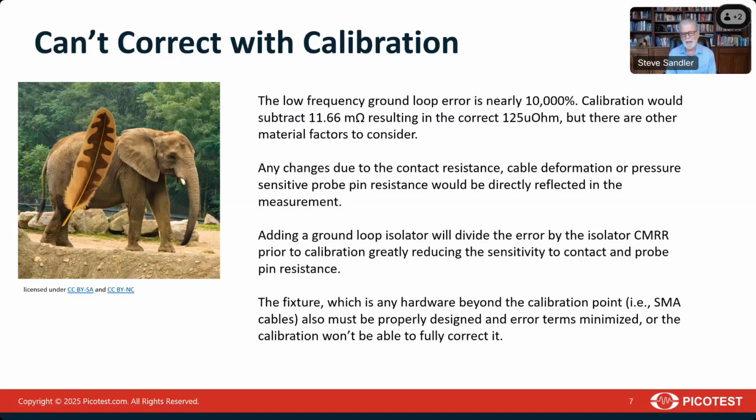I got this analogy from a paper I was mentoring. I think it was 2 years ago, not this past DesignCon, but the one before that. And I really like this analogy, so I stole it. And it says that we can't really create calibration corrections for large errors like that because it's the story of the elephant and the feather.